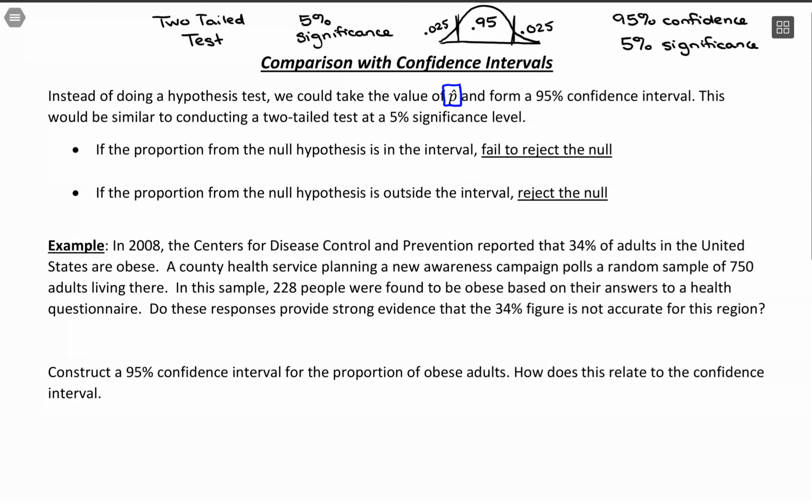Then we will have a null and alternative hypothesis. With our alternative hypothesis, we're trying to prove that a number is different or changed. The idea is, if the proportion from our null hypothesis is in the interval, then we fail to reject the null hypothesis. If that value is outside the interval, we reject the null hypothesis. So let's see how this works together in an example.